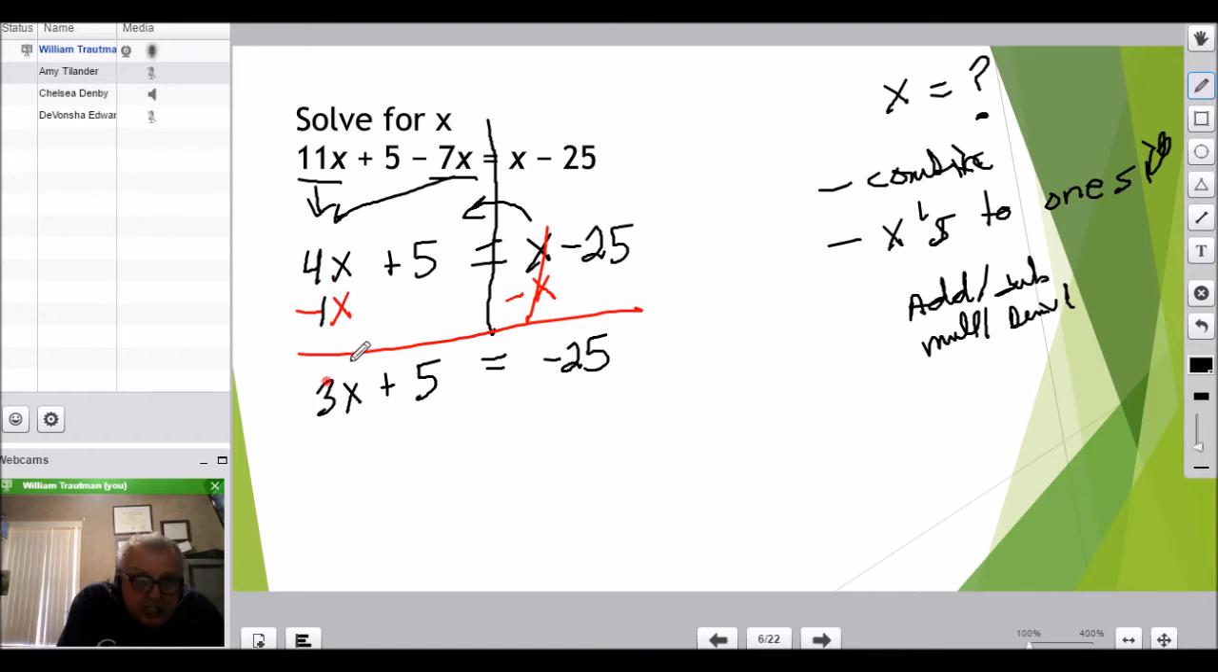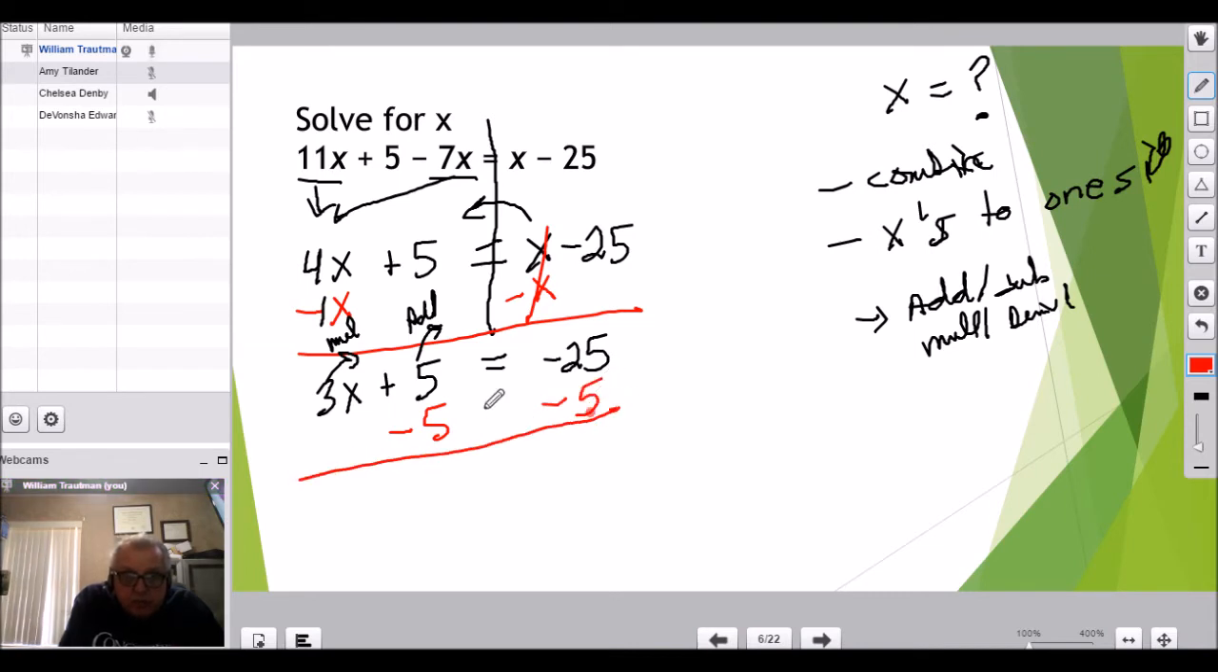So do you see this is multiplying times the x. The 3 is multiplying. The 5 is adding. So you always take the adding or the subtracting one to the other side. That's a plus 5, so you have to minus 5 both sides. 5 minus 5 is 0. I am left with 3x equals a negative 30.